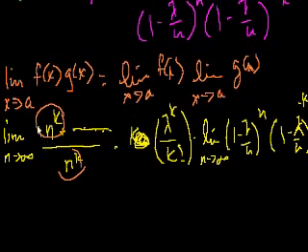So the highest degrees are the same. The coefficients are 1. So this limit is 1. Another way you could do it, you could divide the numerator and the denominator by n to the k, and you would get 1 over, this would just be 1, plus 1 over n, plus 1 over, everything else would have a 1 over n in it, and this would just be a 1.